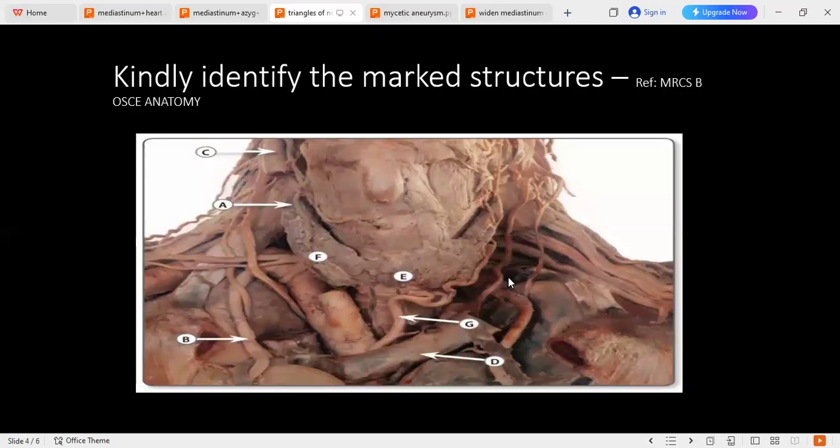Right. Please tell me what are you looking at? I'm looking at the neck cadaver, anterior dissected view or the front of the neck in the cadaver. Please identify number C. Number C is internal jugular. I'm asking, I'm not telling. Okay. What is A? A is lateral lobe of thyroid.